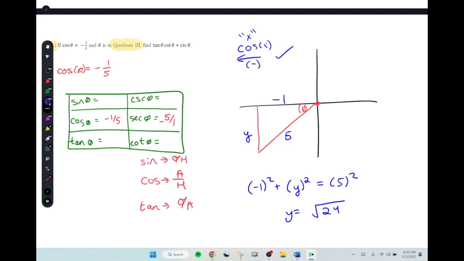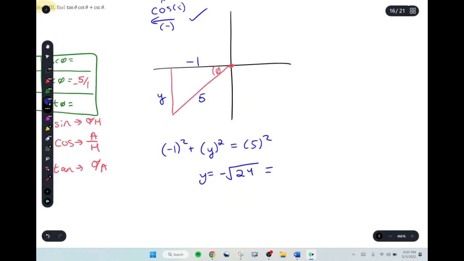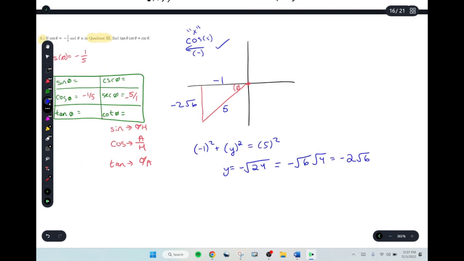Based on that triangle, we need to decide plus or minus. Why minus? Because it's going down. So throw a minus in front of it. I posit we can reduce 24. It's technically root 6 and root 4, which is technically negative 2 root 6. So now we've got negative 2 root 6. And the rest is history.